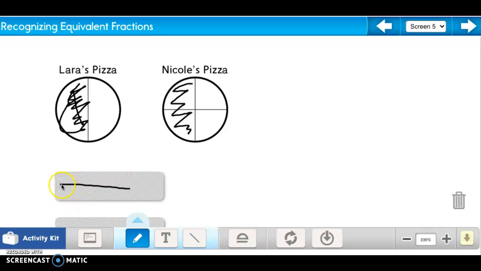And the word that we use when two fractions are the same is equivalent. They are equivalent. This one is 1/2 and this one is 2/4, but they are equal. So we would write it like this: 1/2 is equal to 2/4. So 1/2 is equivalent to 2/4.